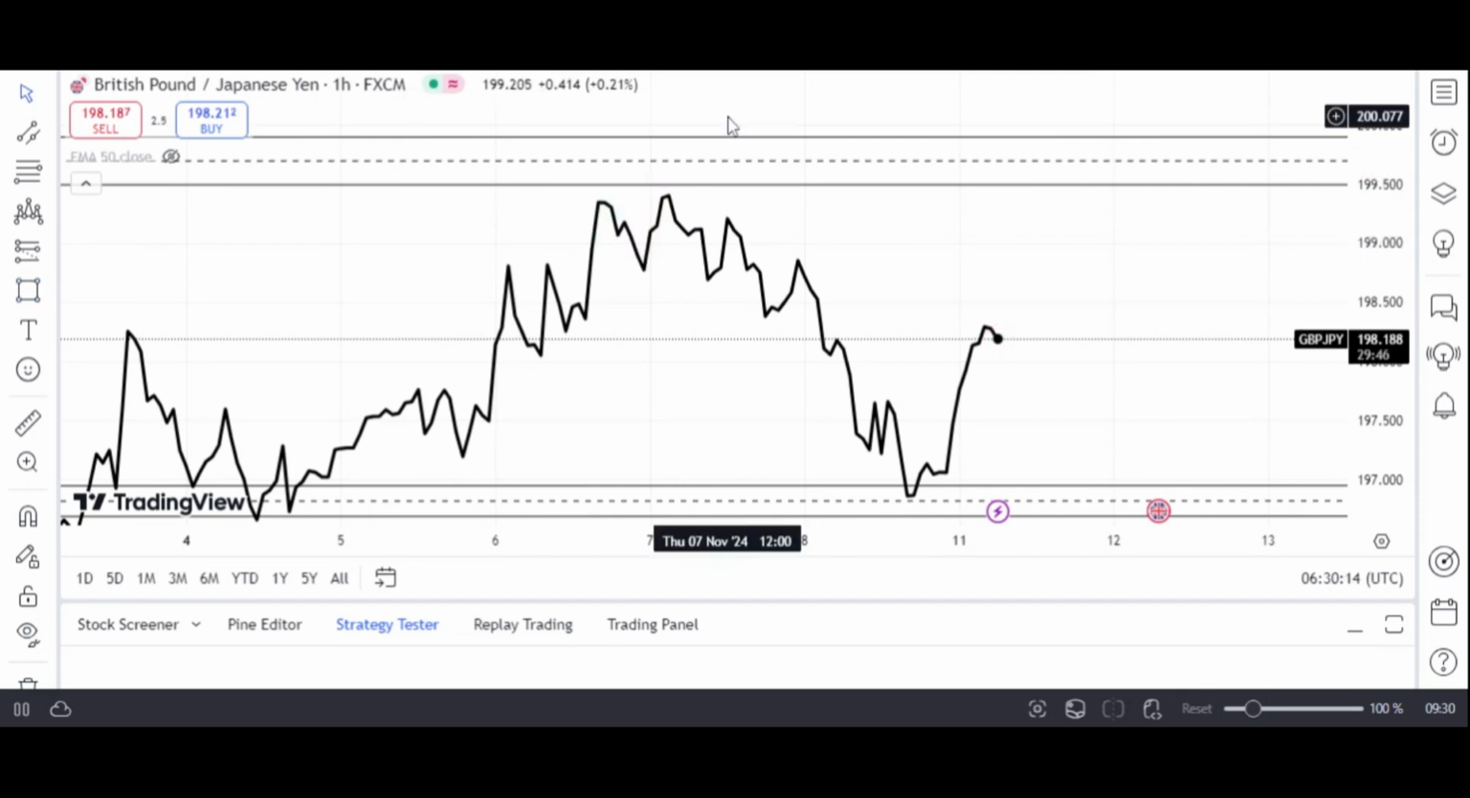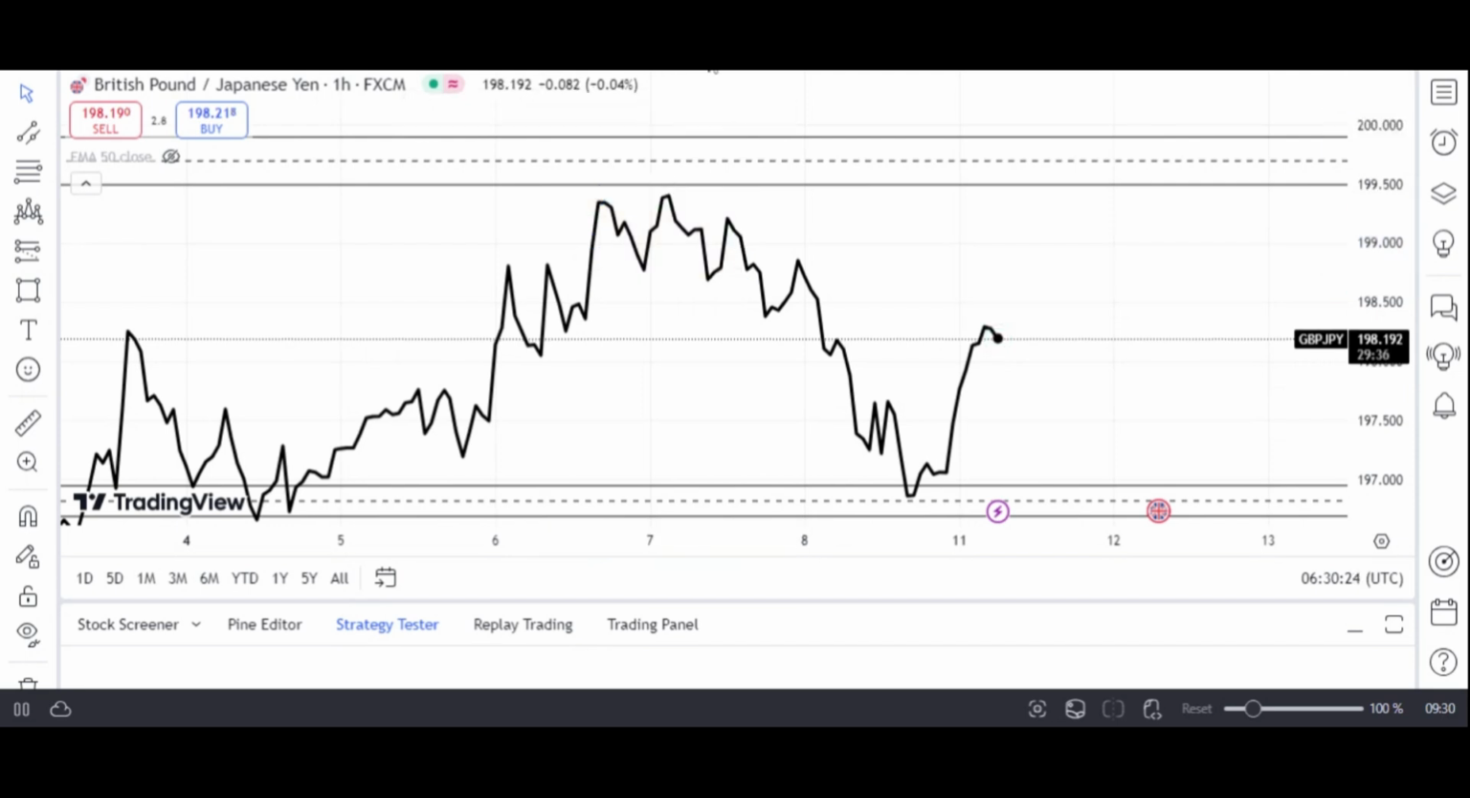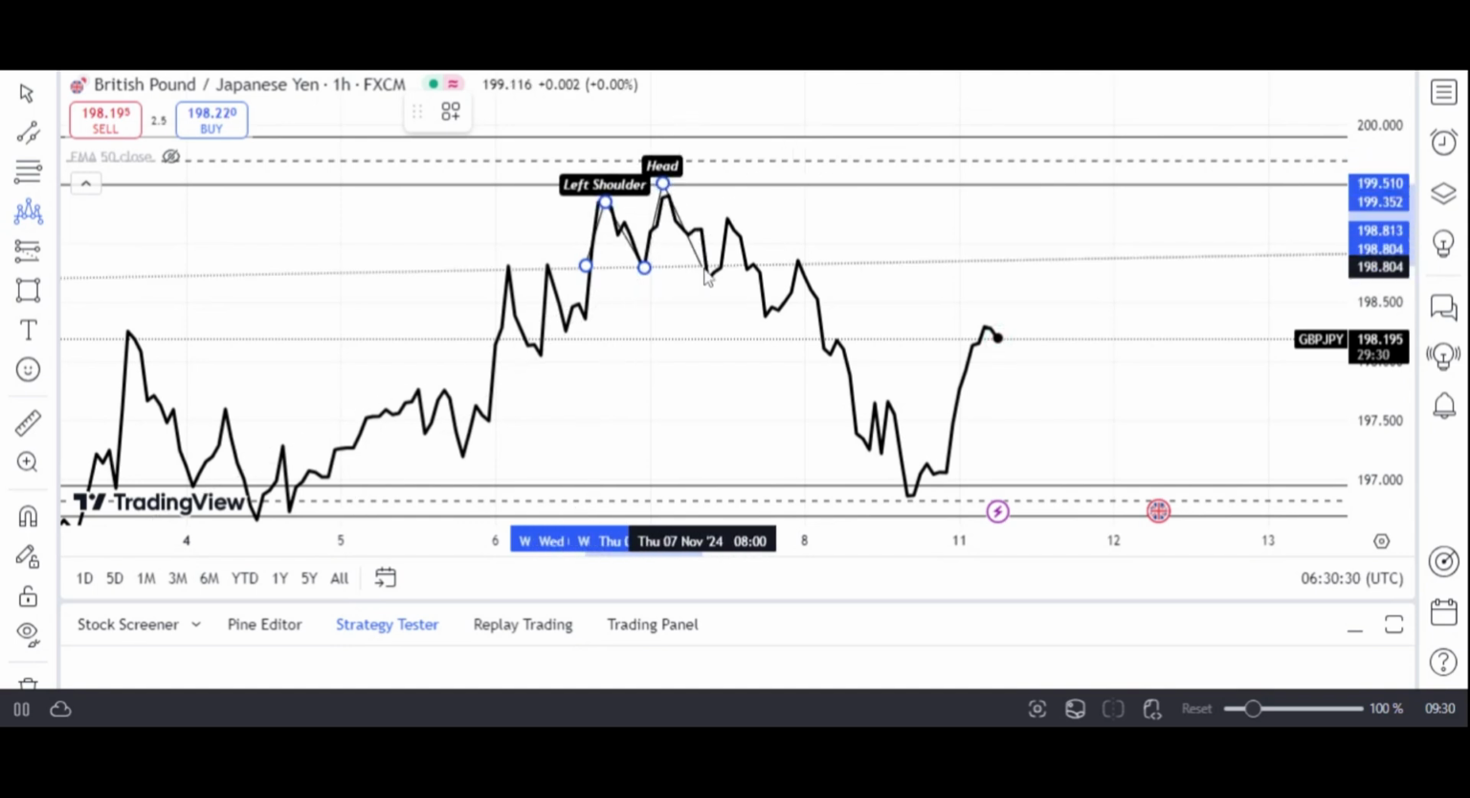If you don't see the double top, you can say the market is doing what? The market is ranging around this area. If you can't see the market is ranging around that area, then you can say the market created what? A head and shoulder. You see? This is another example of a head and shoulder.